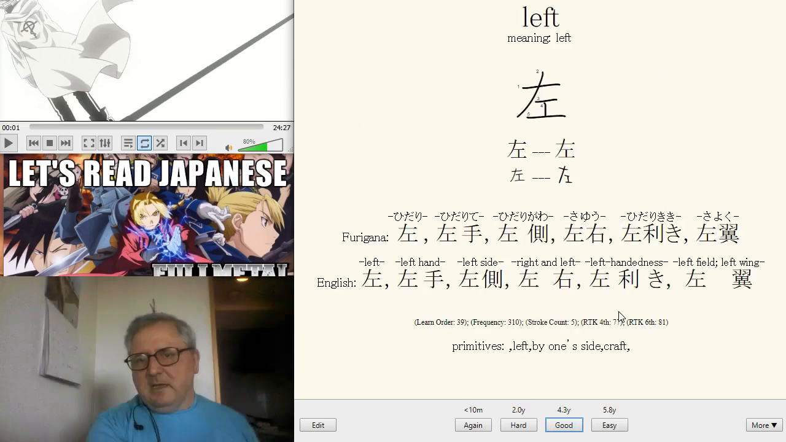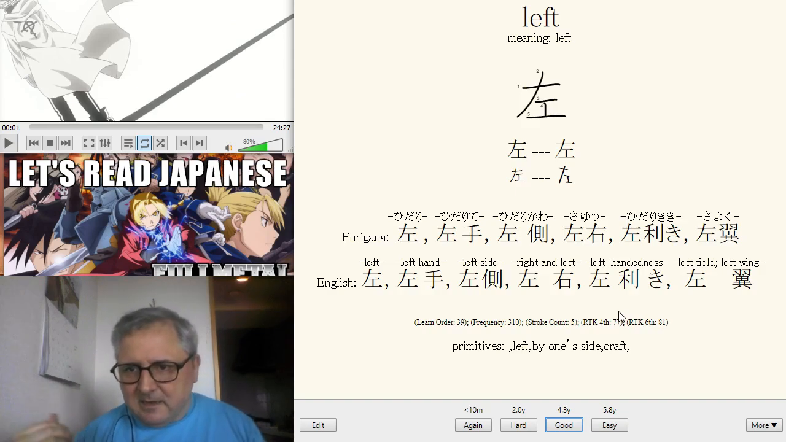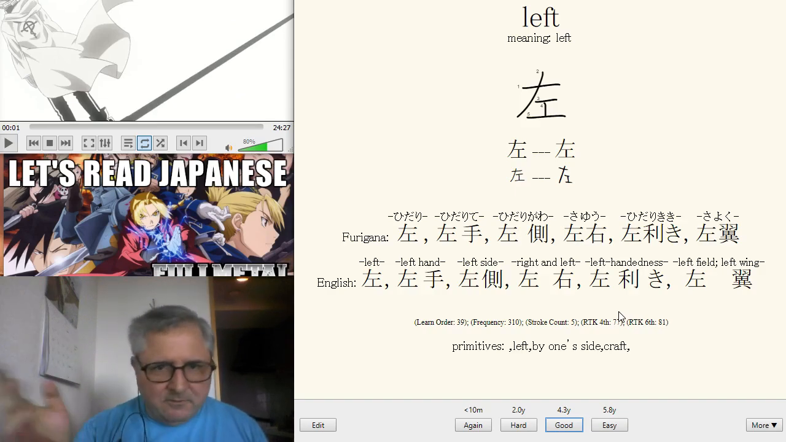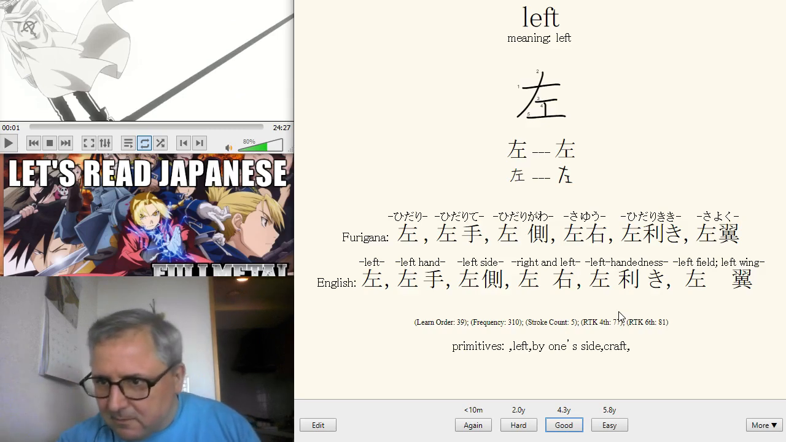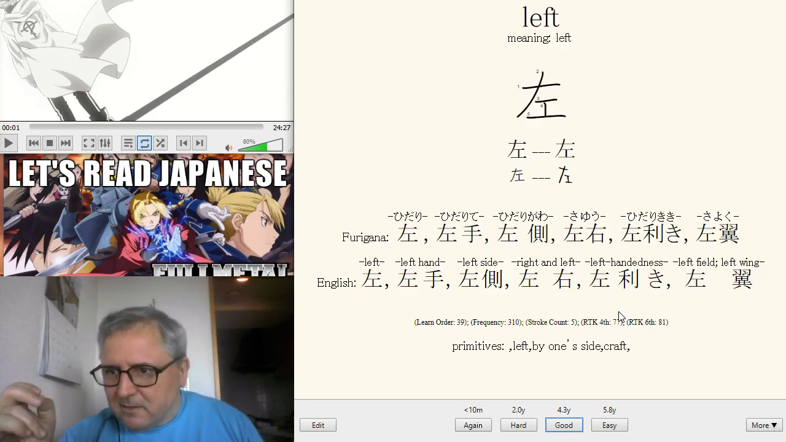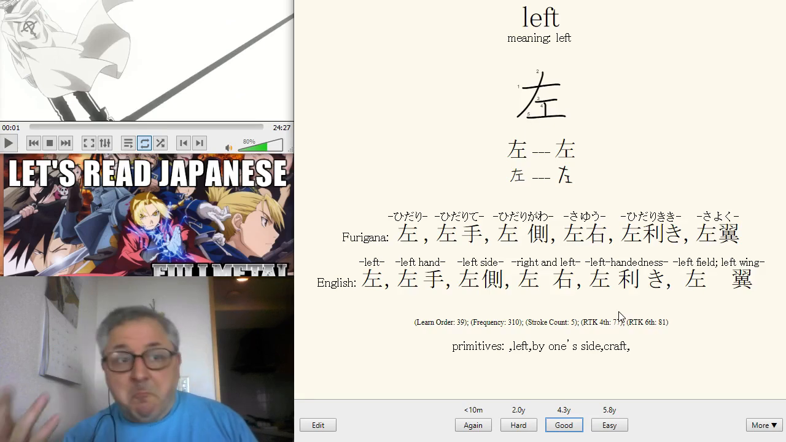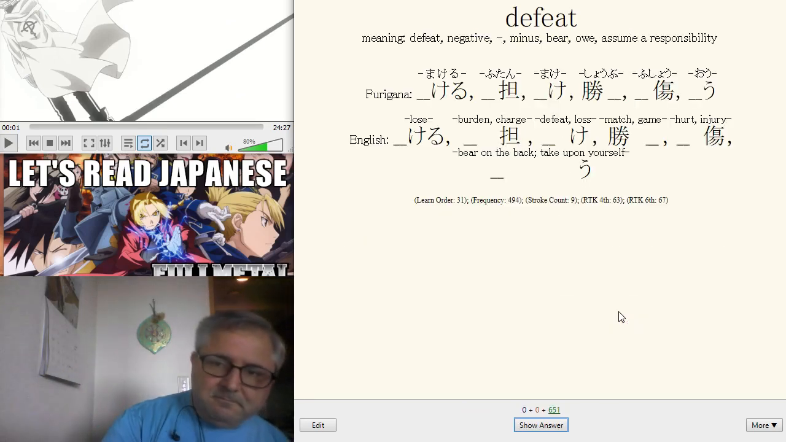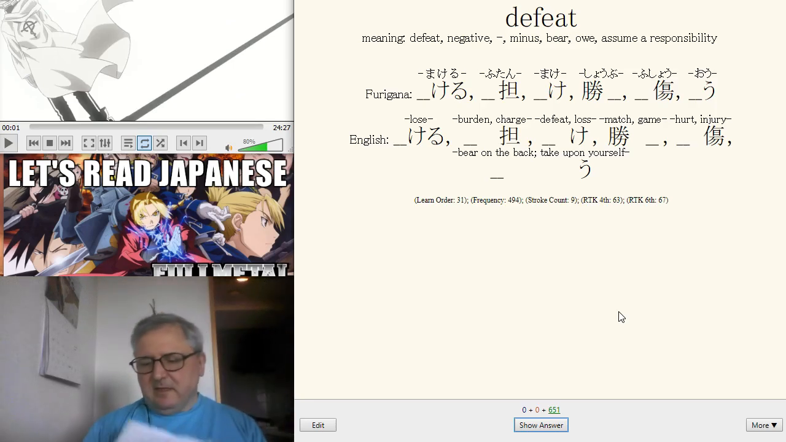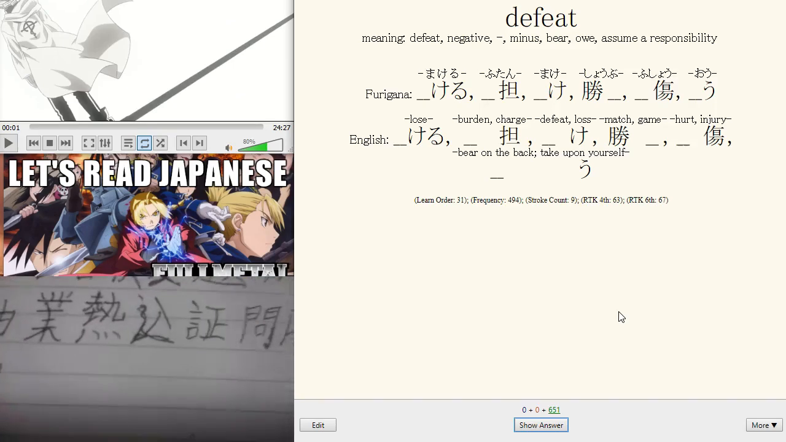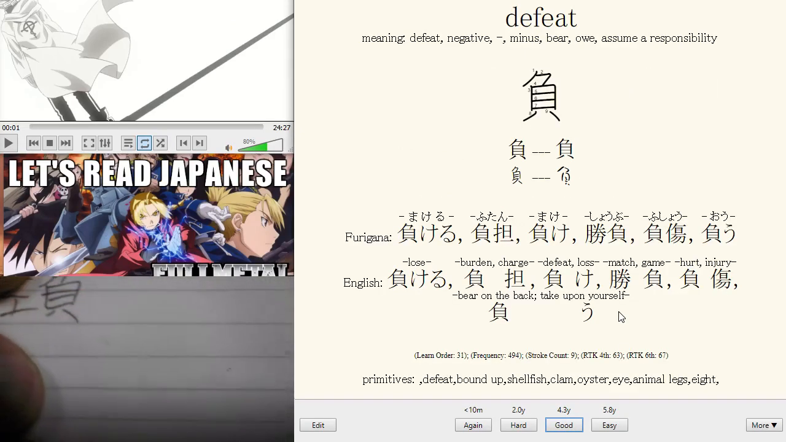Okay, to the left. Cool. Okay. Hidari te, hidarigawa, sayū, left and right. Hidarikiki, that's left-handed, right? Left-handed, okay. Sayoku, left wing. Cool. Okay, defeat, makeru. Yeah, makeru. You gotta be careful about that, because there's a loss and there's defeat. Yeah, defeat. There we go.